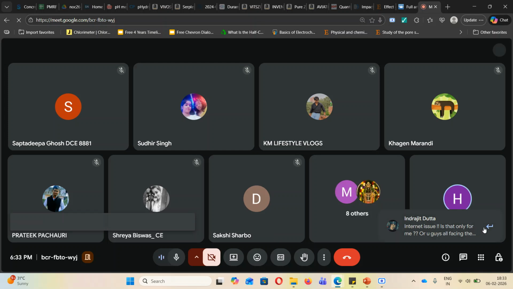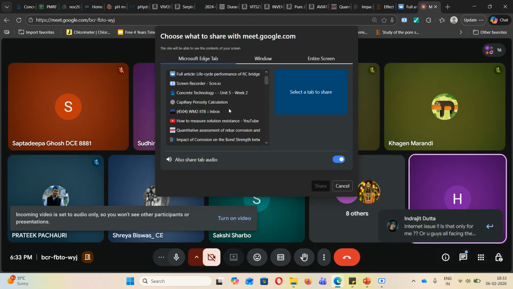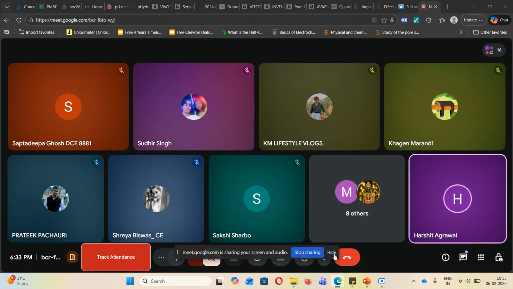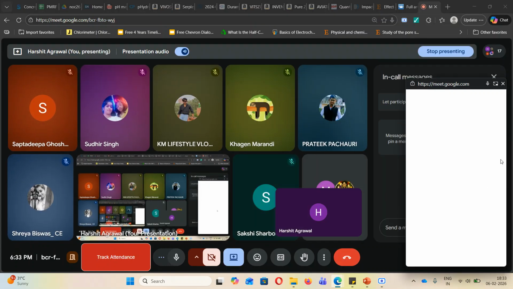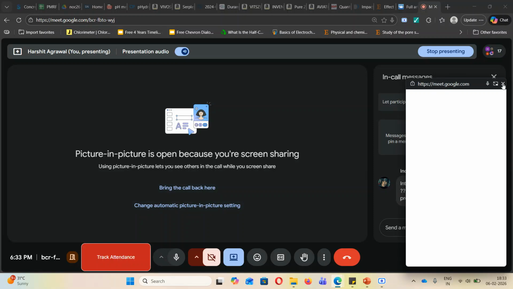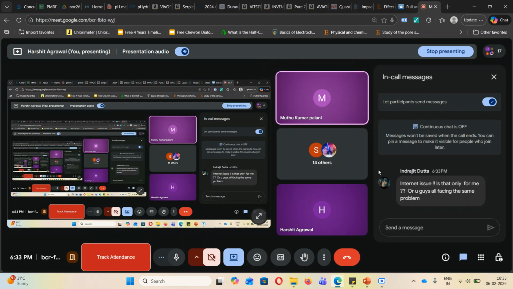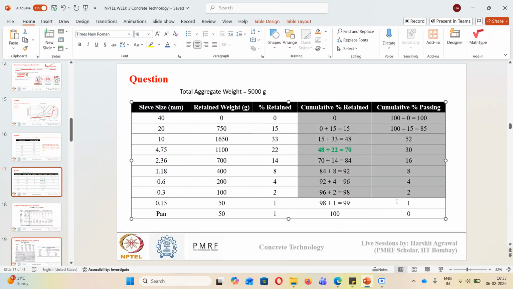I'm really sorry, there were some network issues, I guess, so my screen got disconnected. Can anyone tell me at which point it was disconnected so that I can repeat? Disconnected after you completed the retained percentage for the pan. Okay, so from after this column, the second column. Yes. Okay, so I will repeat this part.